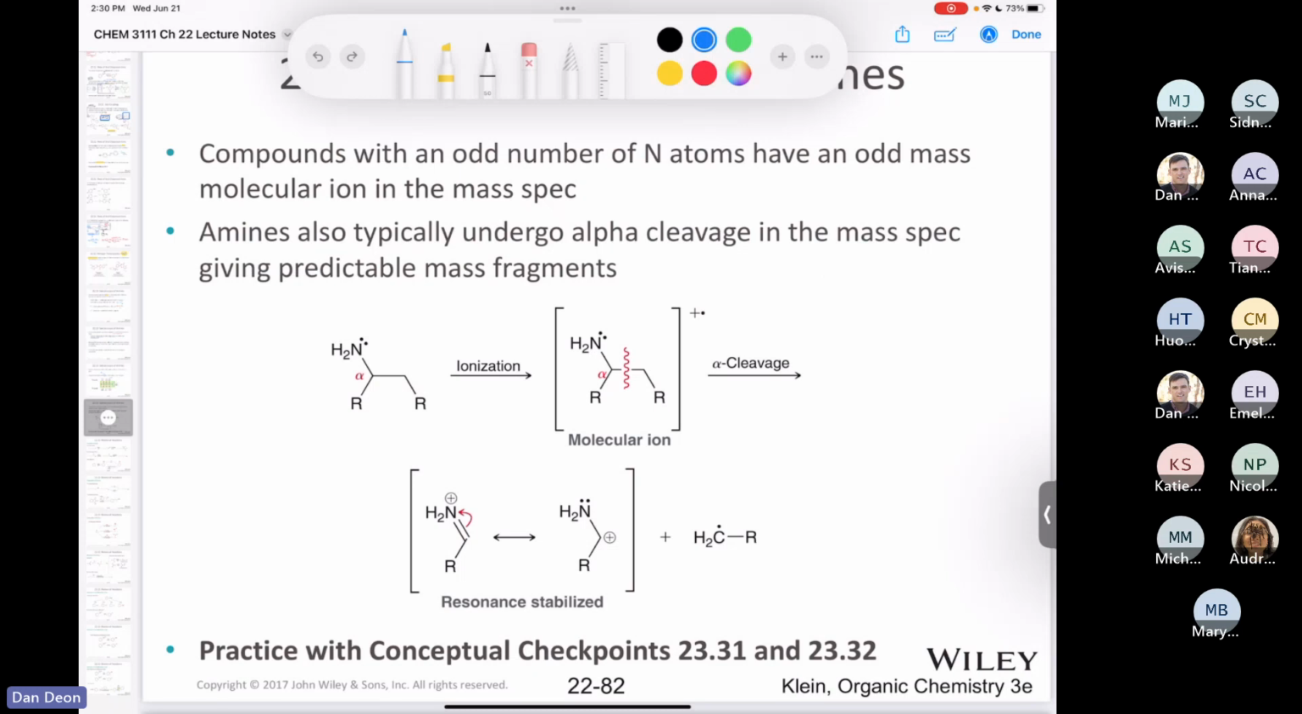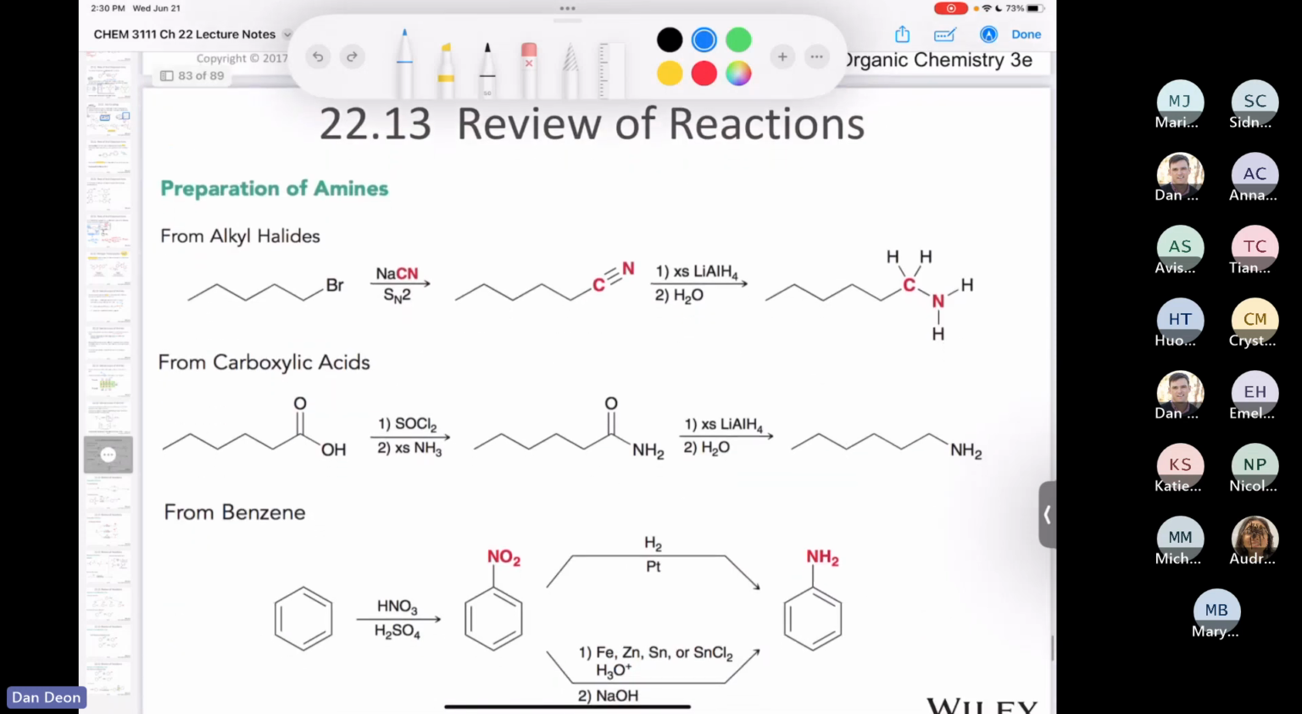I'm sure that Mr. Geiger would ask you about alpha cleavage. And of course, we cover that in Organic Chemistry 1. So by way of a review of all the reactions in this chapter, you'll notice that the first couple of reactions here are actually things that we studied before, right?